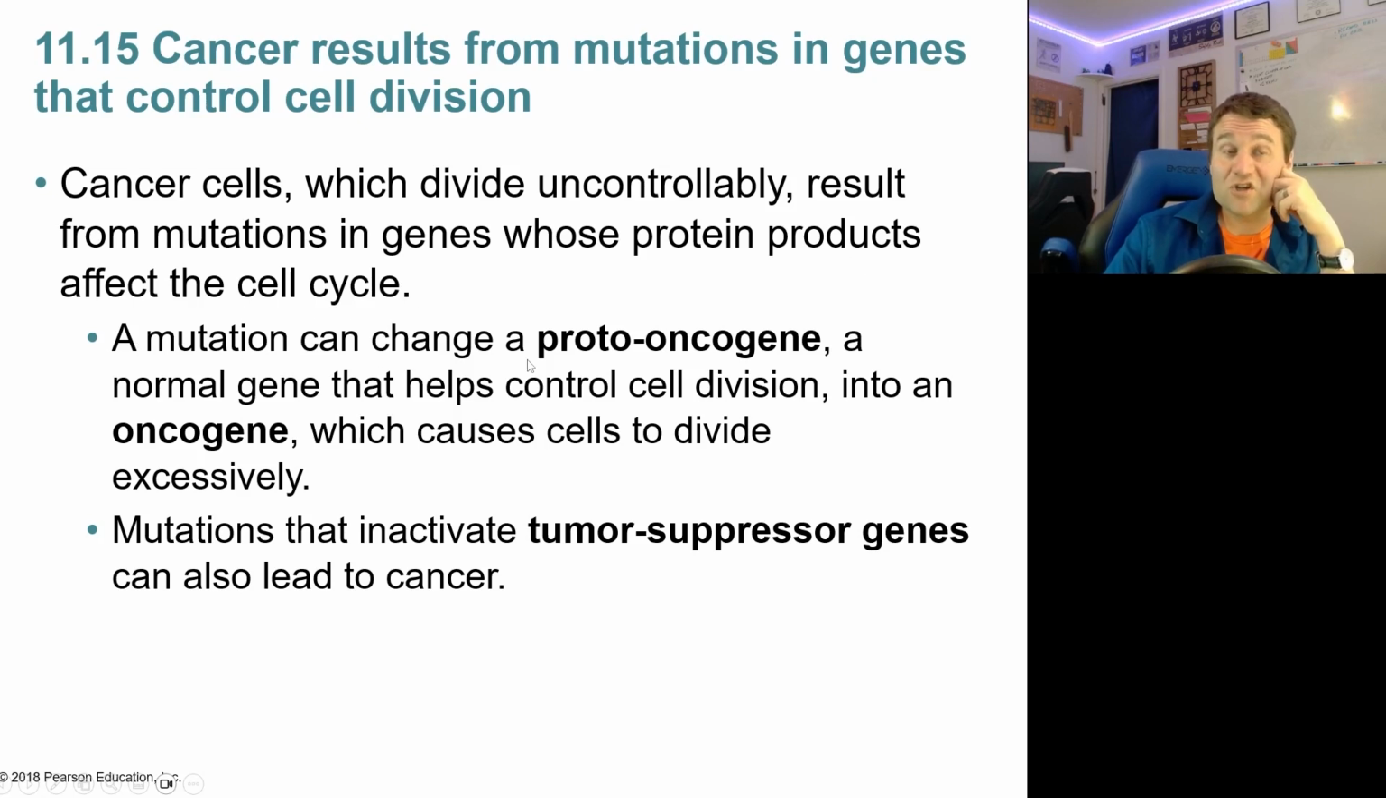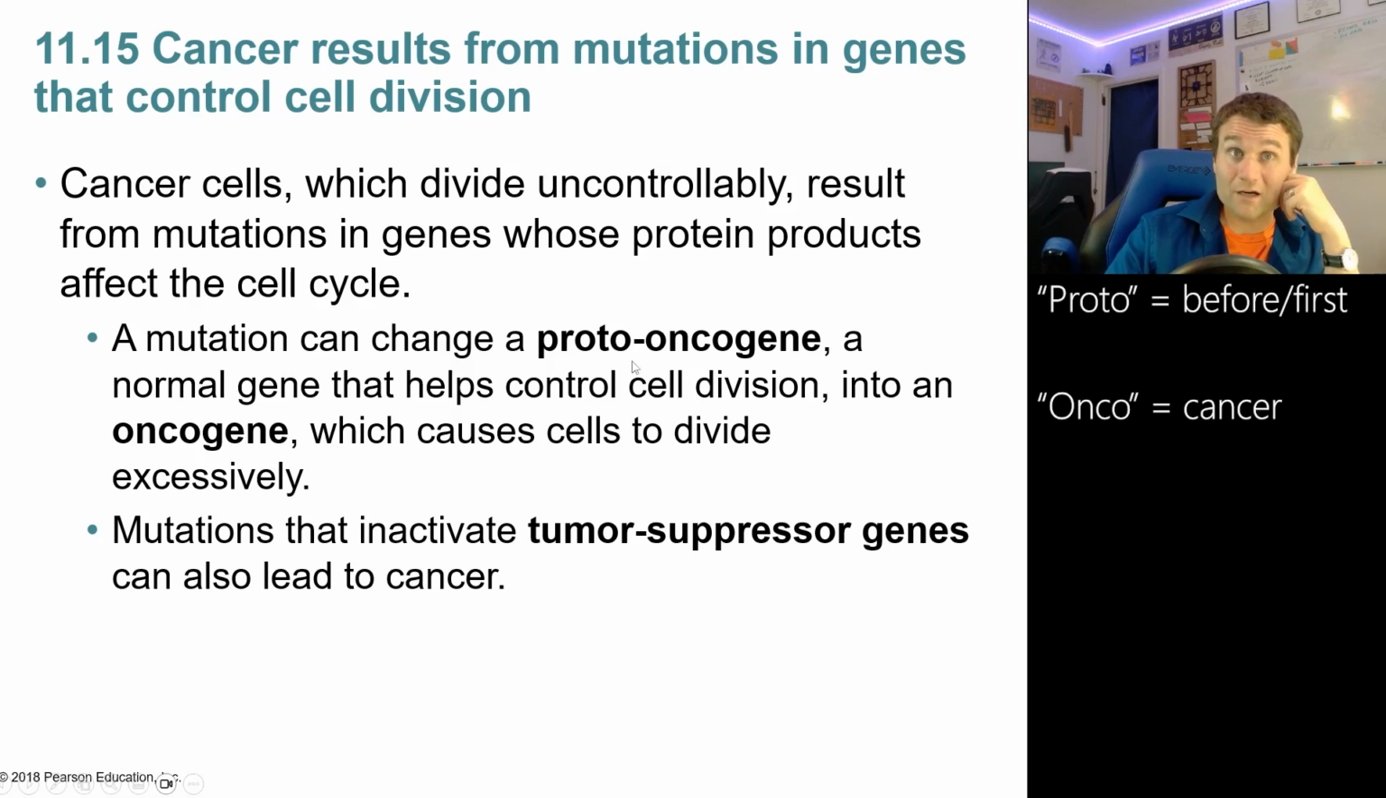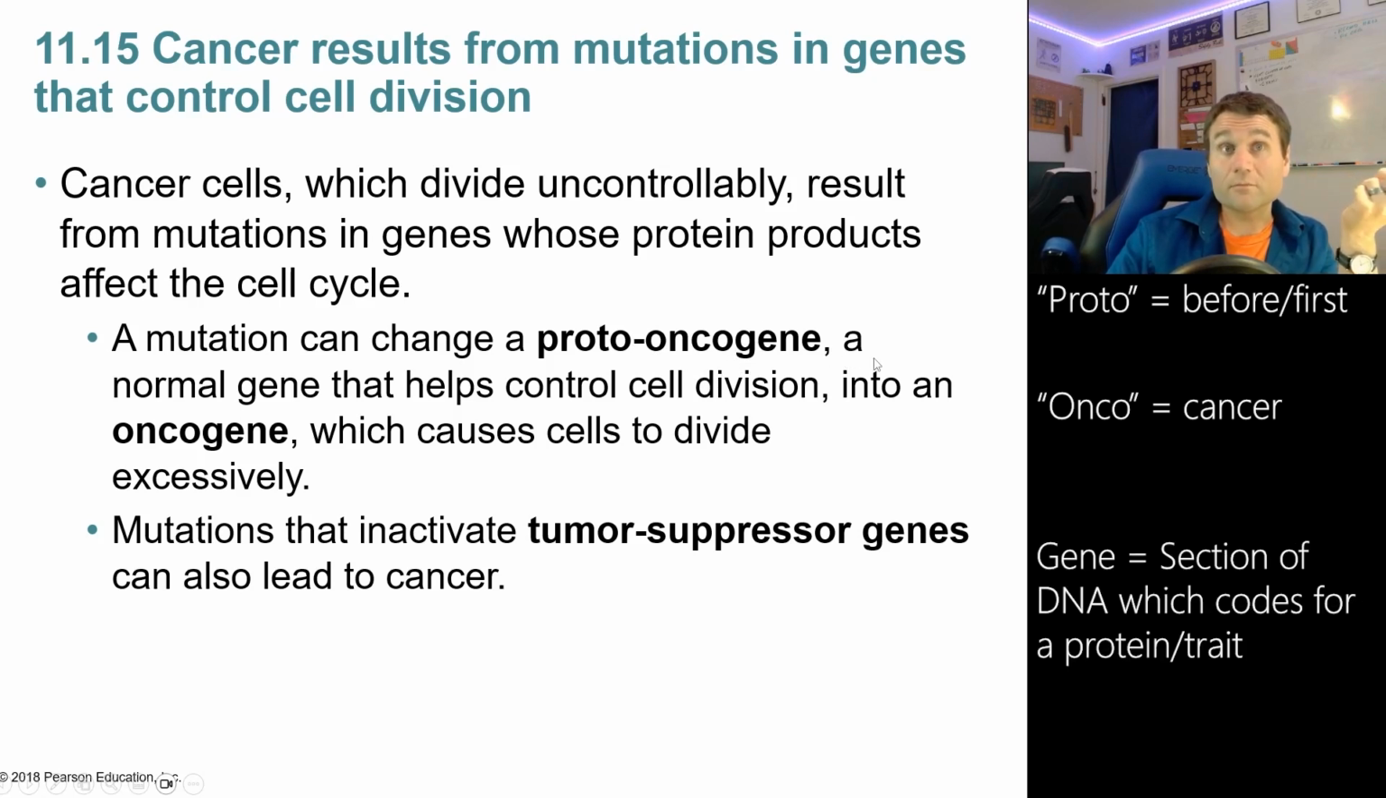A mutation can change a proto-oncogene. Now, let's break down this word. Proto means before, it means pre, it means it's something that's going to become something else. Onco, O-N-C-O, a person who studies cancer is called an oncologist. The department they work in is oncology. So oncology is the study of cancer. That should tell you that this prefix onco means cancer. And then gene, section of DNA that codes for certain proteins.